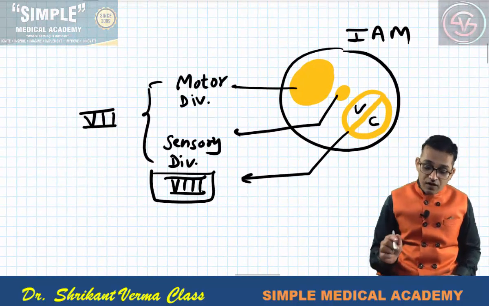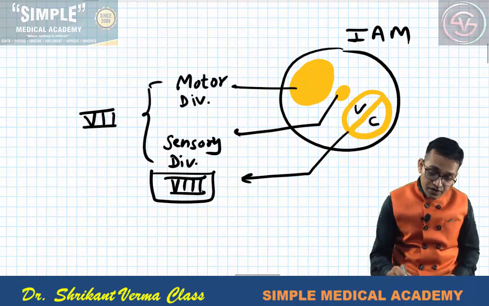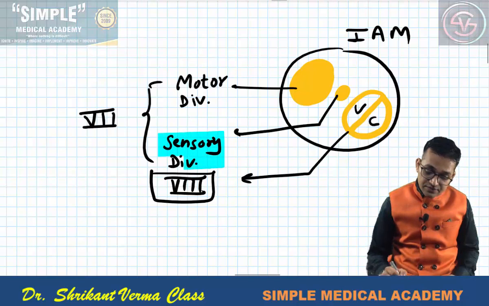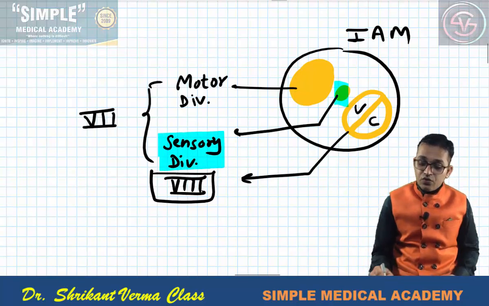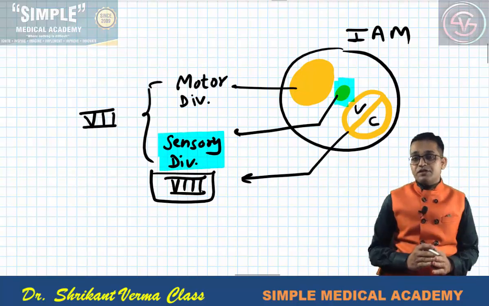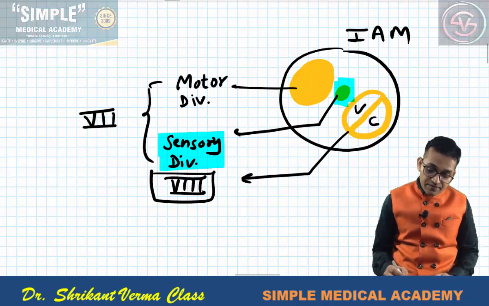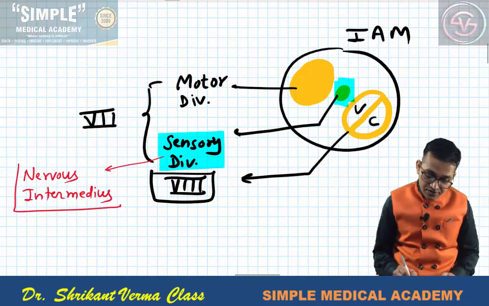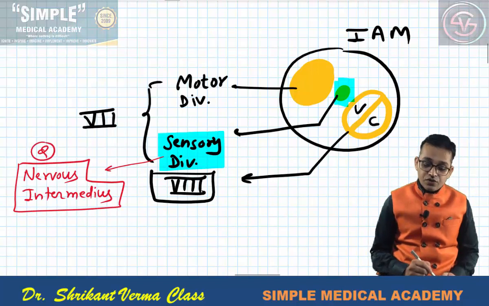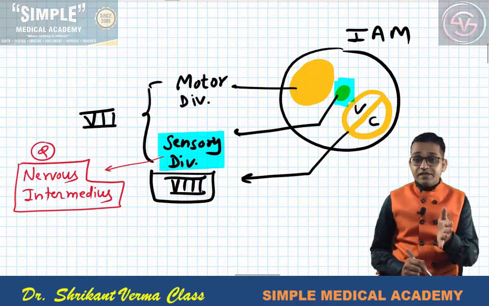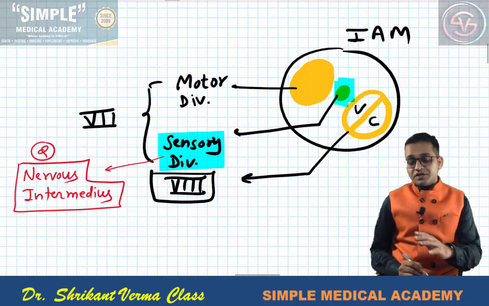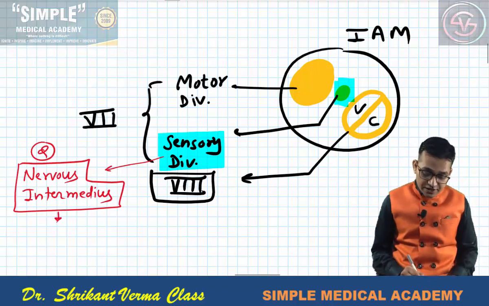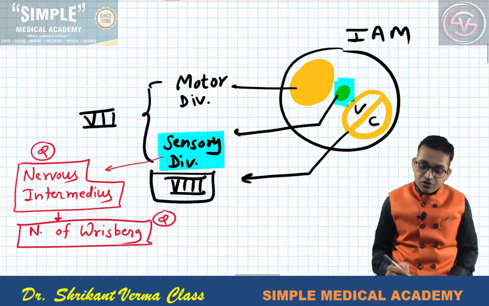So now see a few updates from here. Yes, you can observe that this sensory division of the facial nerve is located in intermediate position between the motor division of the facial nerve and the eighth cranial nerve. That's why this sensory division is also known as nervus intermedius. This is the MCQ. Which structure is considered as nervus intermedius? Answer is sensory division of the facial nerve. This was studied by Wrisberg. That's why it is also known as nerve of Wrisberg. So this is another MCQ.